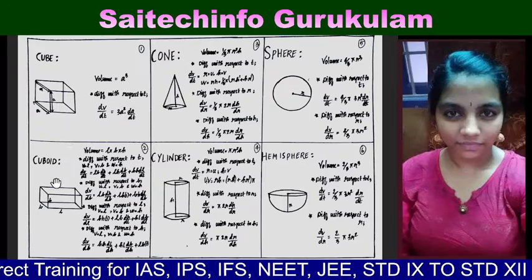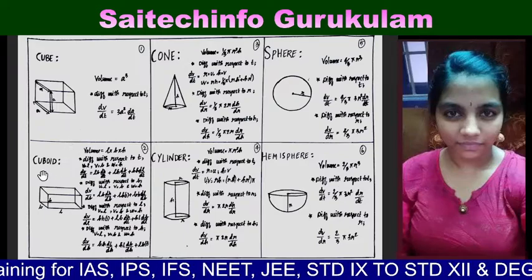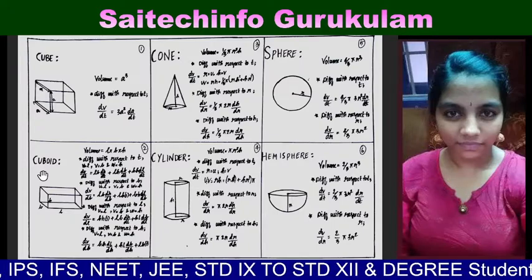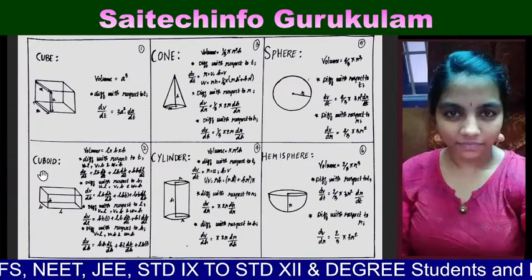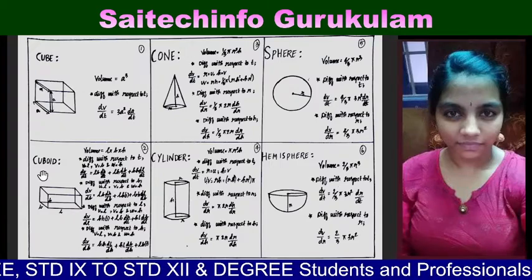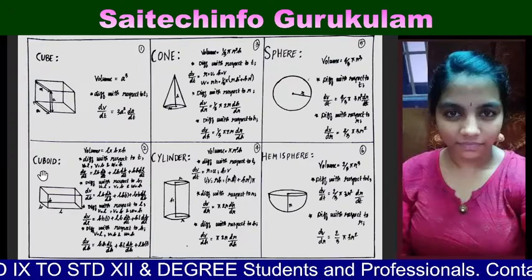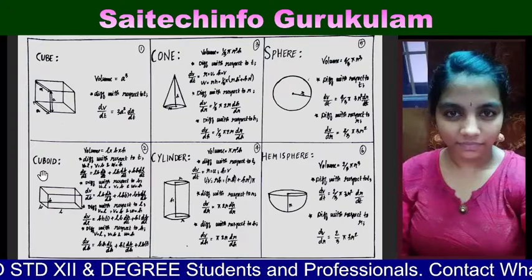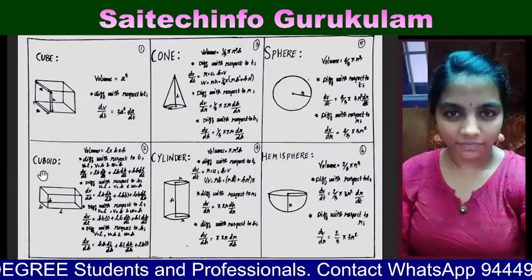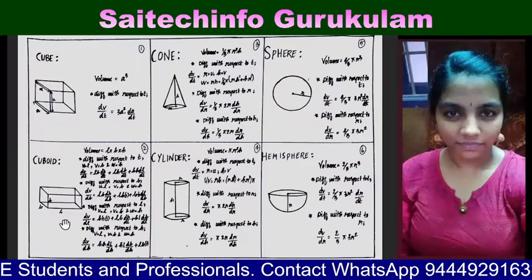Next is cuboid. Volume is equal to L into B into H. Now I am going to differentiate with respect to t. Then I am going to take this L, B, H equal to u, v and w, so that dV by dt is equal to LB into dH by dt plus LH into dB by dt plus BH into dL by dt.